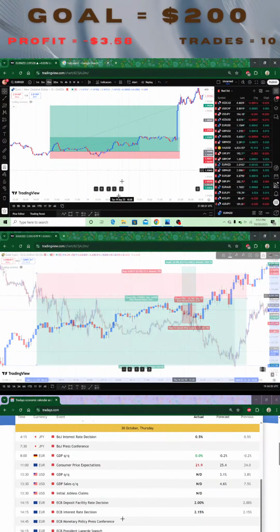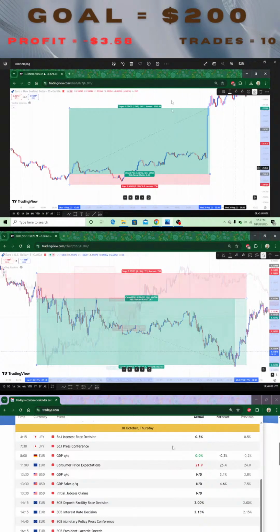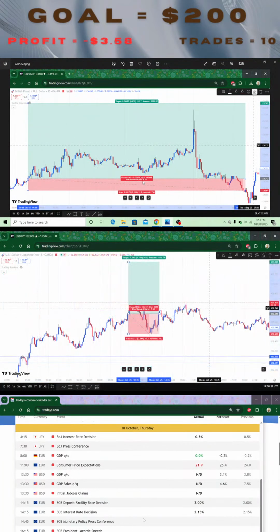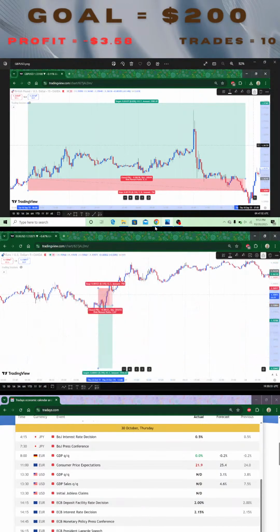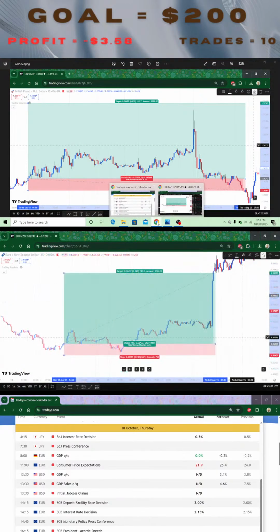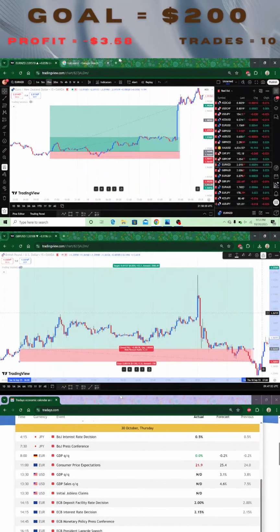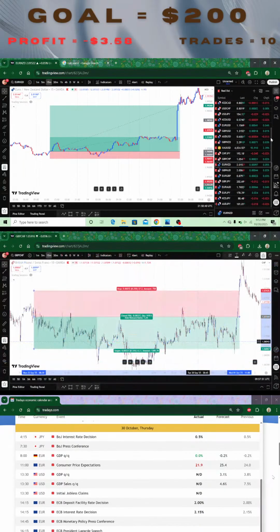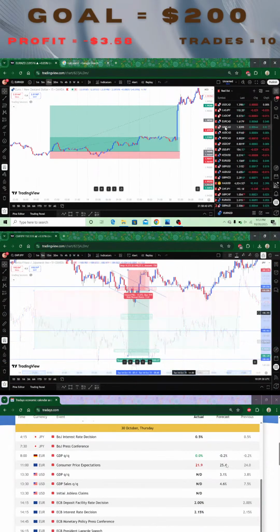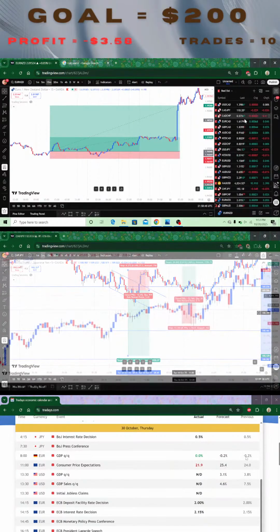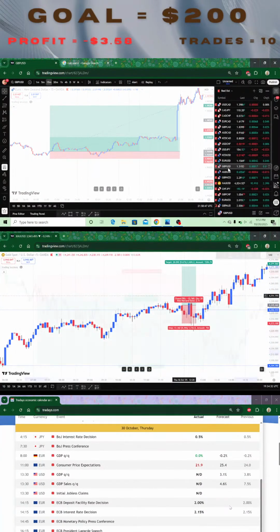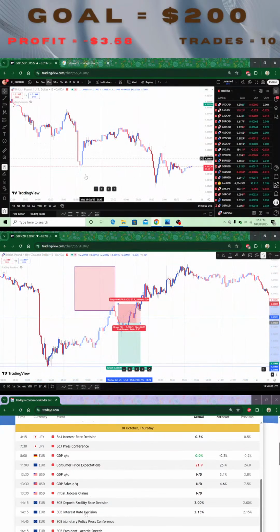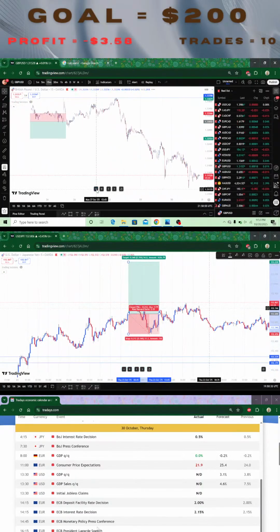Sorry, I thought this was okay. Now let's check the next trade. The next trade was GBP USD. The same logic, a 1:6 ratio, as you can see here. Let me open GBP USD. Where is GBP USD? So this 1:6 ratio is crazy.